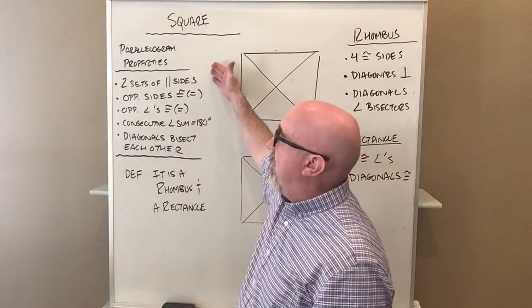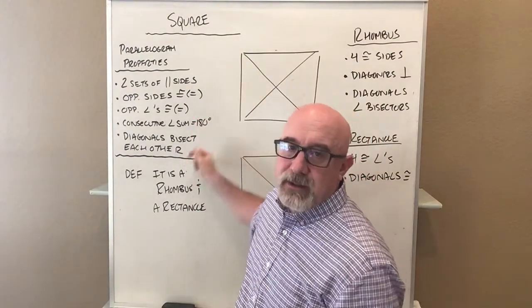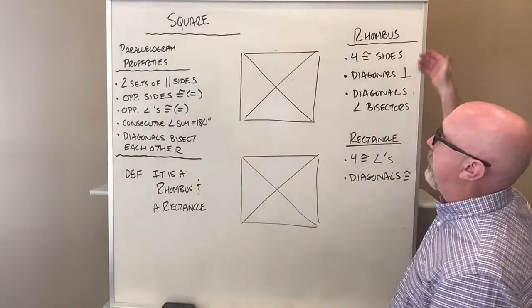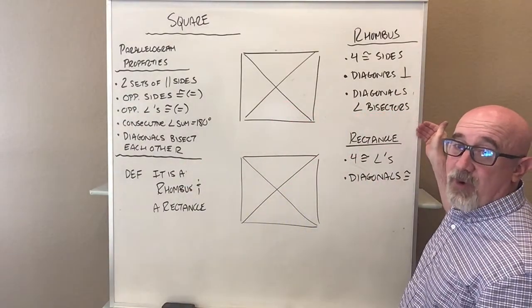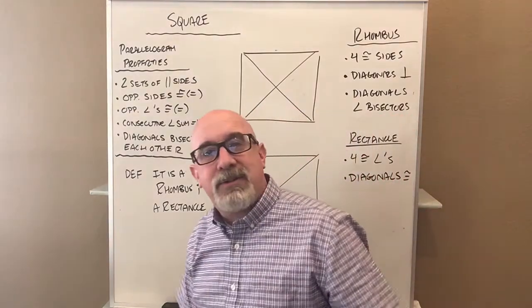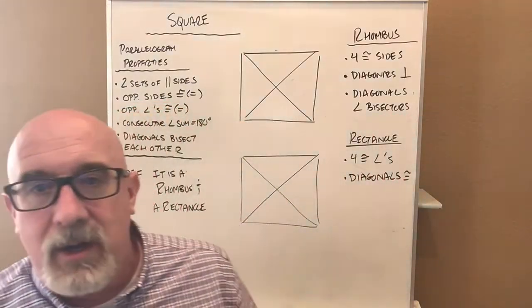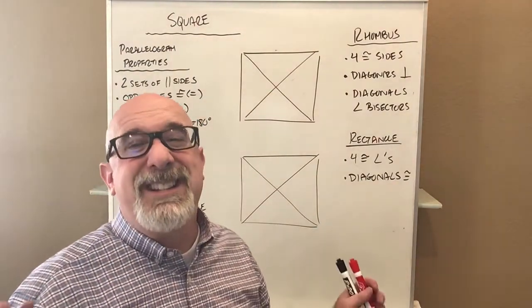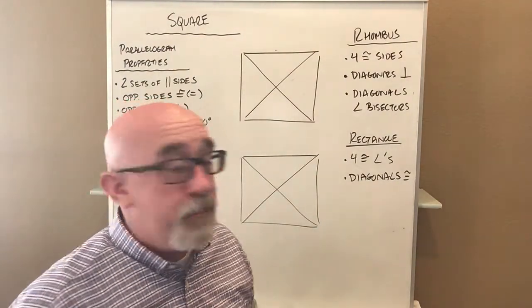That means it will have all of the parallelogram properties. It will have all of the rhombus properties, and it will have all of the rectangle properties, every single one. The interesting thing about a square is that you don't need to know a single angle. You can find them all.